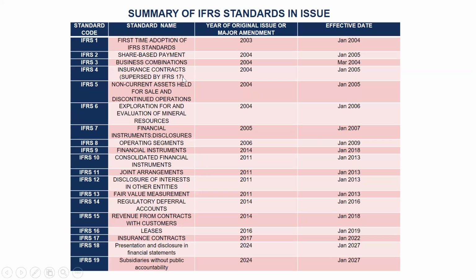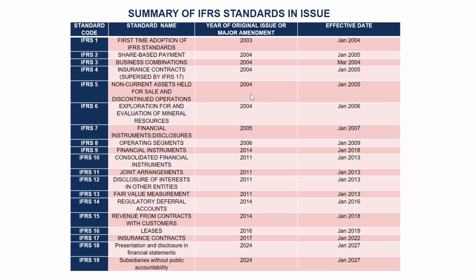Now, let's then move to the main agenda for this session, the summary of international financial reporting standards in issue. And it should be noted that when we talk about IFRSs or international financial reporting standards, we are talking of both the international financial reporting standards, IFRS, and the international accounting standards that are currently in issue, IAS. Now, there are currently 19 IFRS standards and 41 IASs.